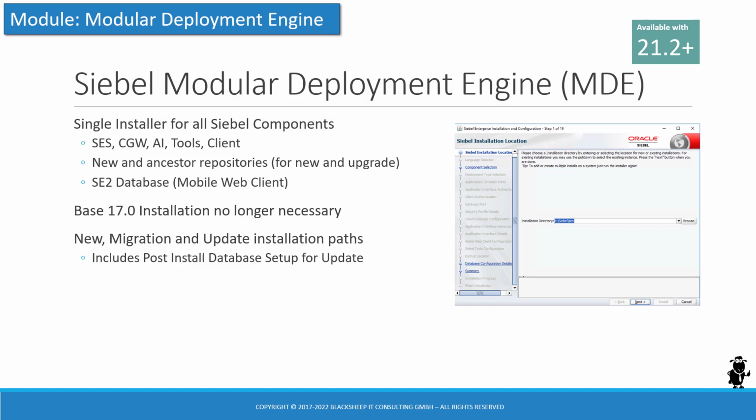So if you have been working with prior versions of Siebel 17 or higher, you know that there was a base installation of 17.0, which is now redundant with the new modular deployment engine, which supports any path of installation, such as new, the so-called migration installation, and update installations.